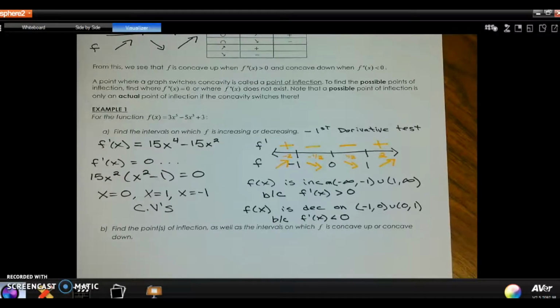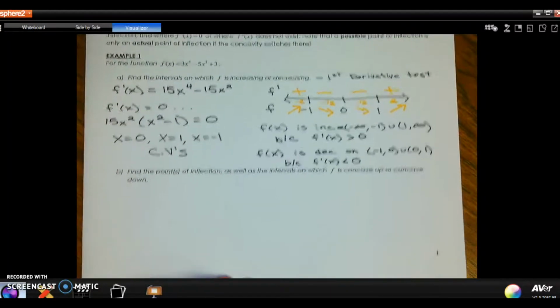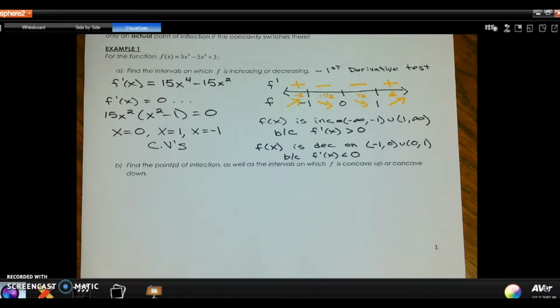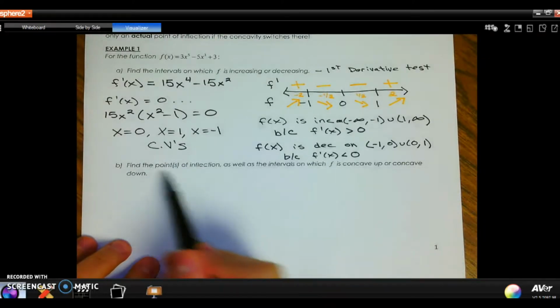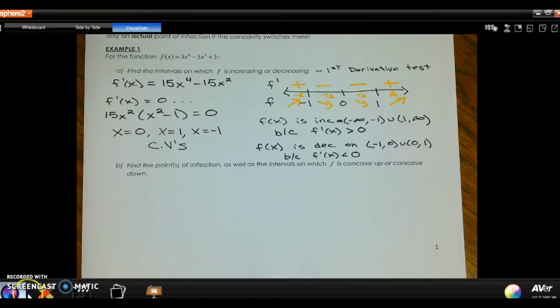Now we get into what we call the second derivative test. So the second derivative test means we're going to examine the second derivative and see what that tells us about the original function. So I have that chart up there, but let's see what we can turn into more of a sign chart instead of just some chart that we memorized. Okay, so here's a key word: points of inflection. So a point of inflection is where you change concavity.